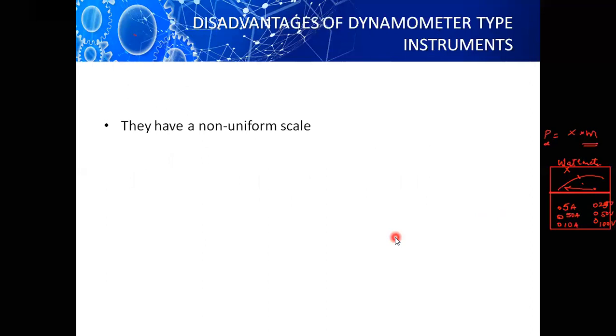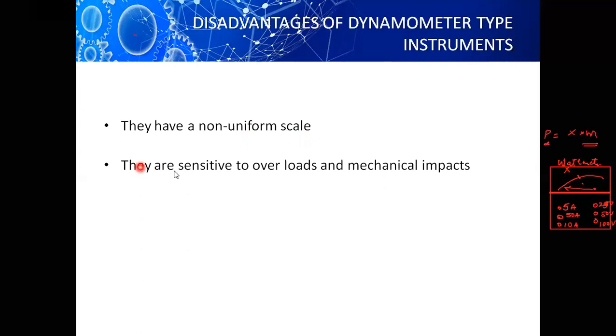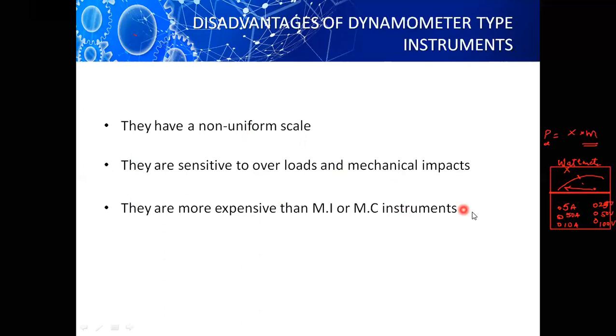Some more disadvantages: we have uniform and non-uniform scales. Non-uniform scale for voltmeter and wattmeter, and they are sensitive to overload and mechanical impacts because we have a moving coil. We cannot handle the dynamometer type instrument in a robust, rough manner. So they are not robust, they are sensitive. They are more expensive compared to MI and MC instruments.